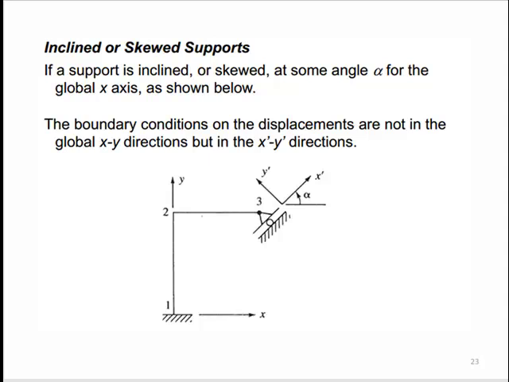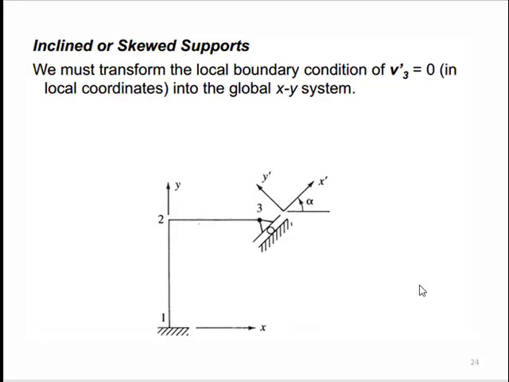So the next concept that we are going to discuss is related to inclined or skew supports, just the way we did it for trusses. And the concept is actually very similar. So let's see how to deal with skew or inclined supports. If a support is inclined or skewed at some angle alpha from the global x-axis as shown below, the boundary conditions on the displacements are not in the global xy direction, but in the x prime and y prime directions, which are at angle alpha. Now let's see how to deal with them.